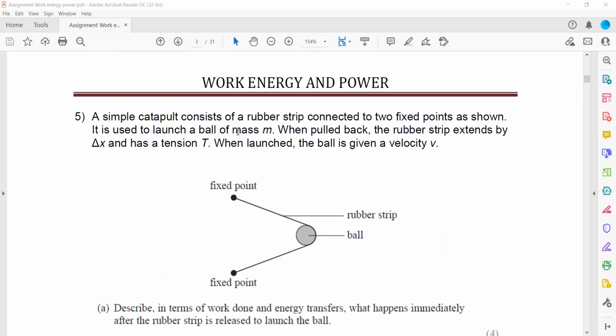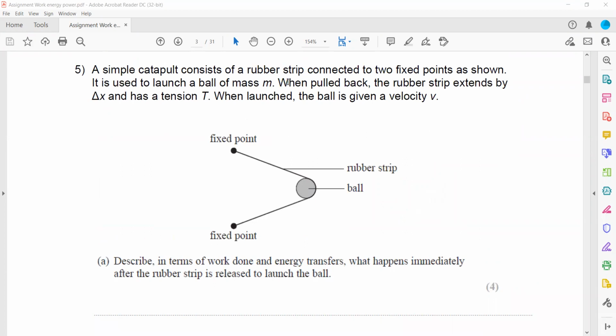Another question related to the work done. A simple catapult consists of a rubber strip. So the catapult is there. These are the fixed points. A ball is placed, which is connected to two fixed points as shown. It is used to launch a ball of mass m. When pulled back, the rubber strip extended delta x, and the tension is T. When launched, the ball is given the velocity v. So ball is coming out with velocity v.